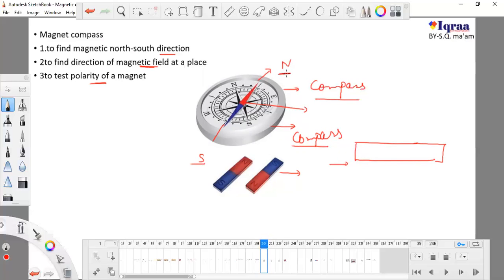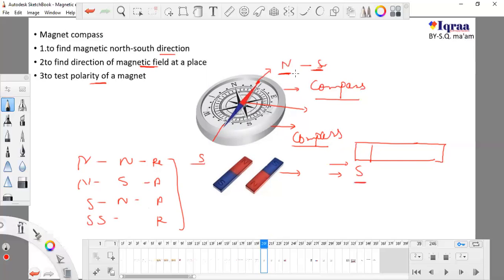The north pole of the needle will definitely get attracted to a south pole, and it will always get attracted to south poles, because we know that north repels north, north and south attract, south and north attract, and south repels south. So this needle will get attracted to the south pole, so it will show the south pole, and this will get attracted to the north pole. Okay, it is the south pole.